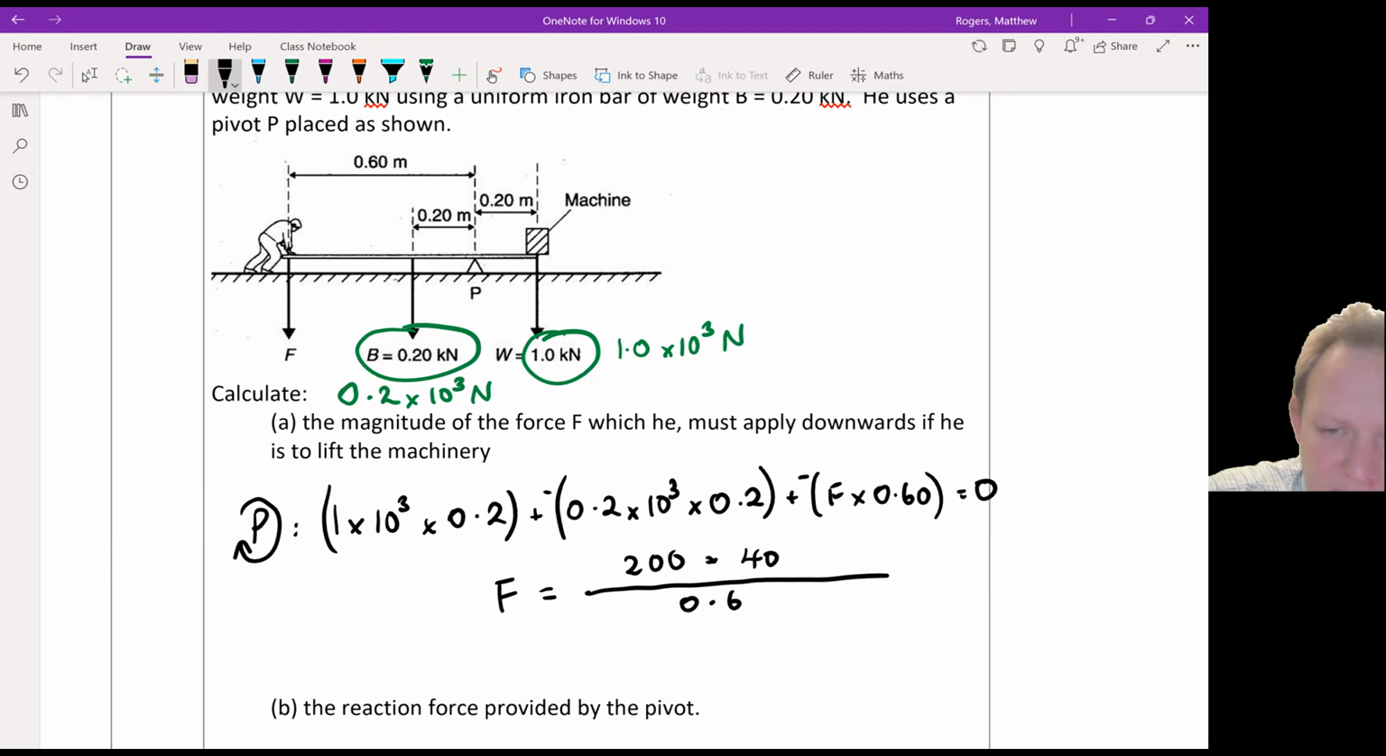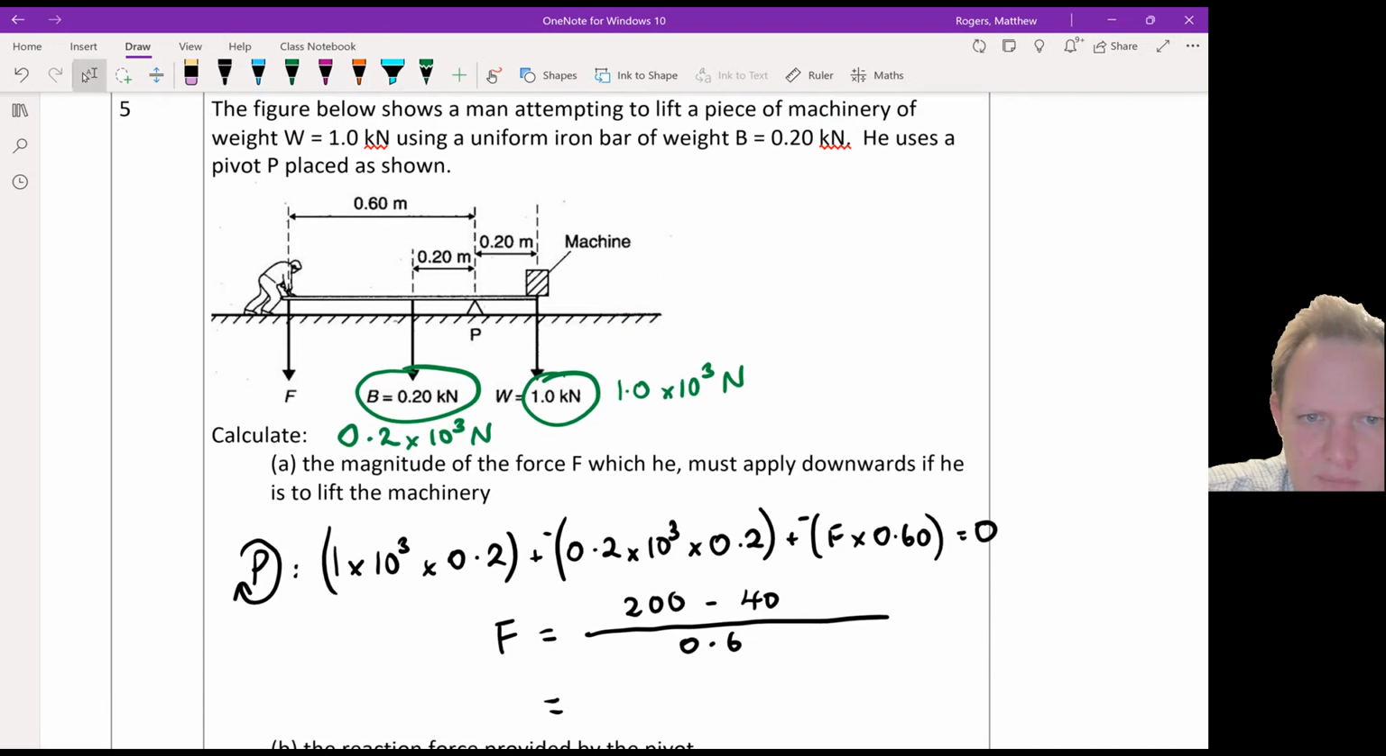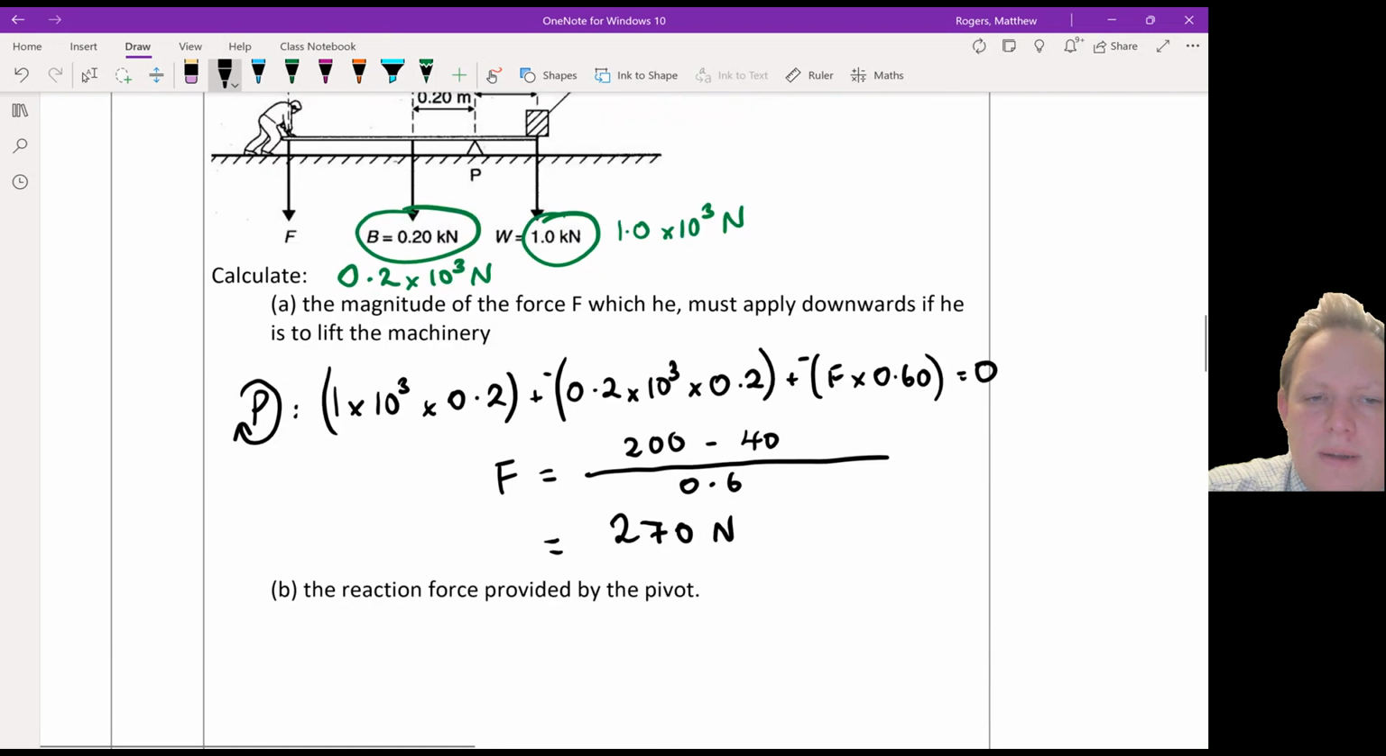Obviously, if you just type these into your calculator, that's absolutely fine. So 200 minus 40 is 160, divided by 0.6 gives a value of 270. We're good on significant figures in this question, so it has to be to 2. So 270 newtons to 2 significant figures.